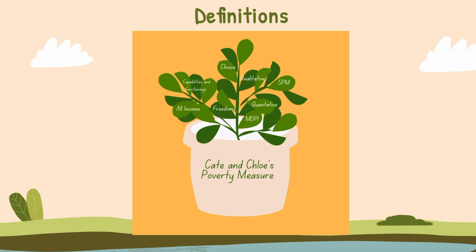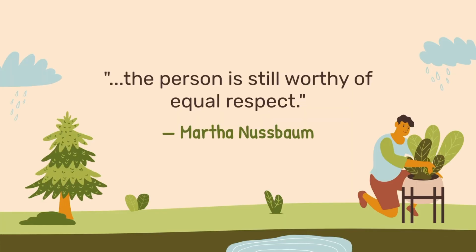We also believe that poverty should be measured with choice and freedom in mind. In relation to preserving one's dignity, assistance should not come from a place of pity, but instead a place which respects the choice and autonomy of each individual and their preferences. No matter the situation or level of poverty, the person is still worthy of equal respect.